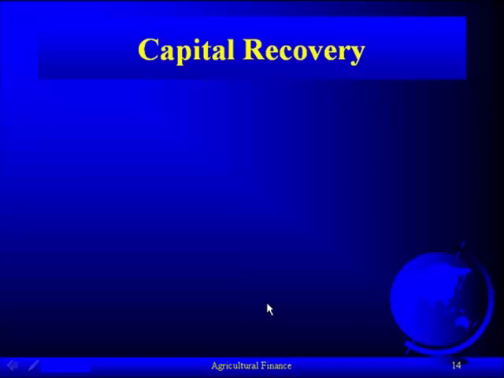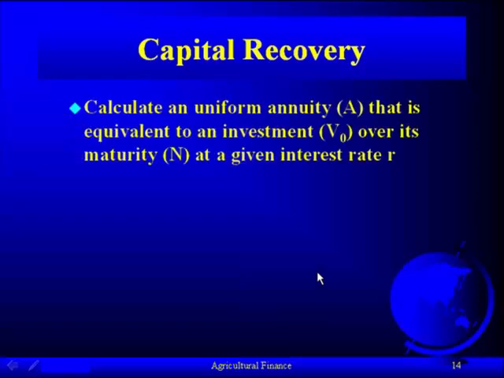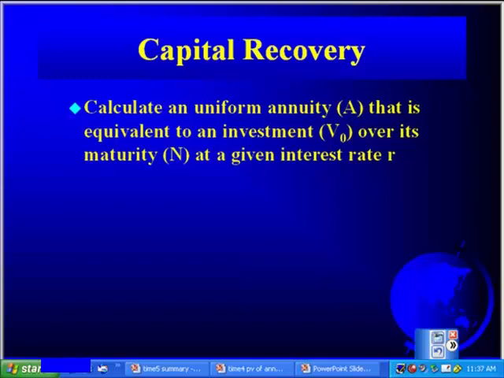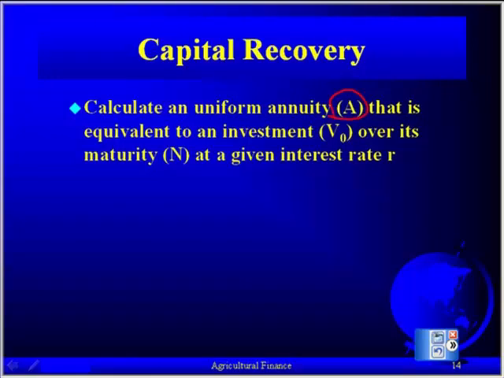Okay, as promised, today we're going to now see how we can use this formula, the present value of a uniform annuity, for some applied type of work. We're going to use it in terms of capital recovery. And to define this capital recovery, basically we are going to take the formula for the present value of a uniform annuity and solve for the annuity. So in this case, we're going to calculate that annuity that's equivalent to an investment or a single sum of money at the present over its maturity of n periods given a rate r.